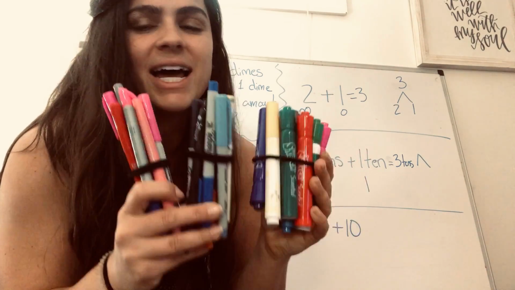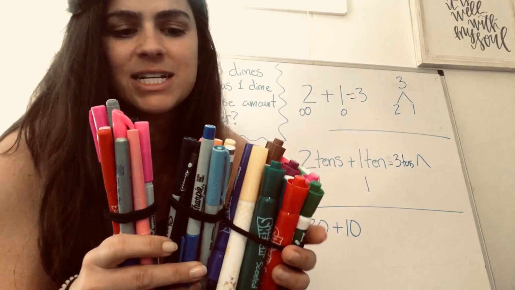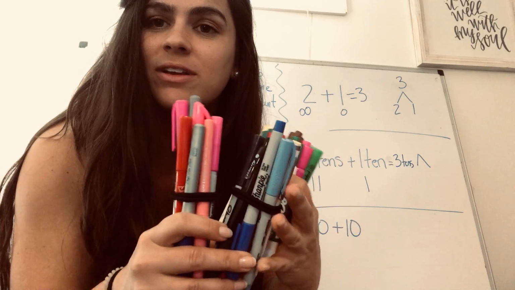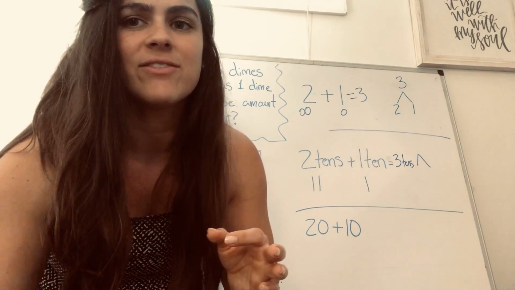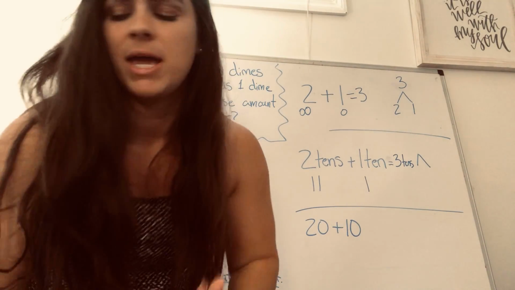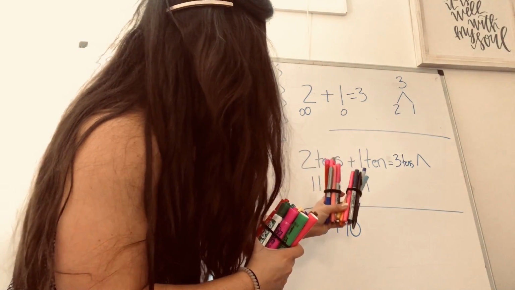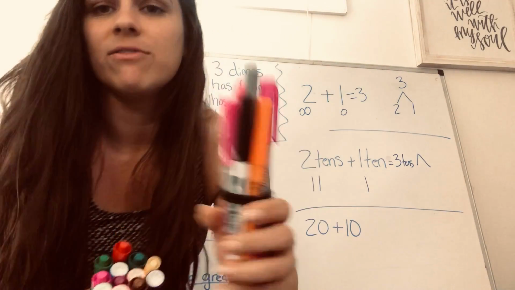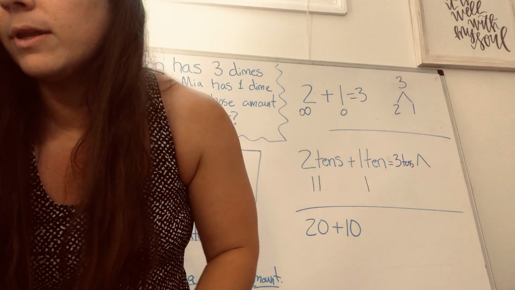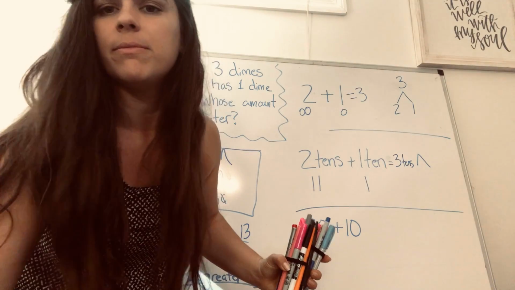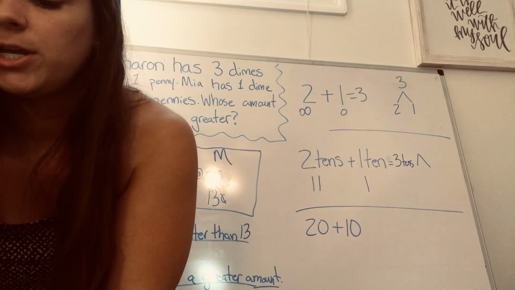3 tens. But how many markers do I have all together? What does 3 tens mean? Can you count by tens to figure it out? 10, 20, 30. So I've got 30 pens. So when we're writing the 2 tens, we can write the value of how many markers I actually have as 20. 20 plus 10 more, 10, equals 30.